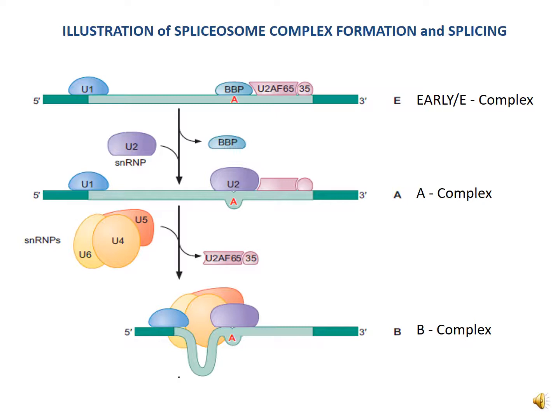This complex then undergoes replacement of branch point binding protein by U2 snRNP, resulting in the formation of complex A. Complex A then undergoes the addition of the U4, U5, U6 tri-snRNP particle, with the removal of U2AF65/35 from the spliceosome assembly. This results in the formation of complex B.